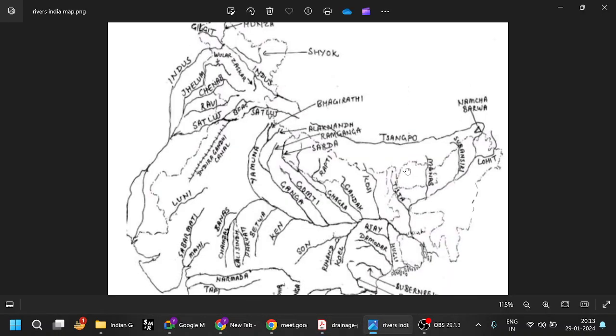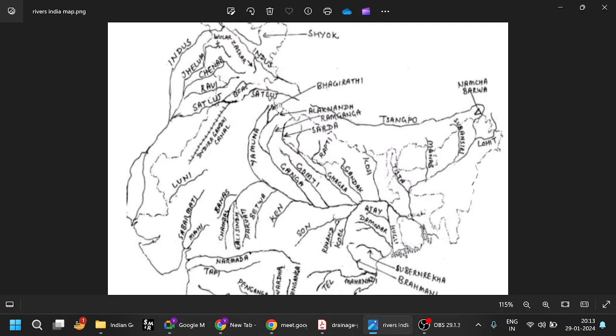So if you look here, this is Bhagirathi and this is Alakananda. Both Bhagirathi and Alakananda join at Devprayag, and then it becomes Ganga. And Yamuna is the largest tributary of Ganga. And here you have Ganga, Gomati, Ghaghara, Rapti, Sharda, Ram Ganga, etc. Gandak, Kosi, Tista in West Bengal, Manas in Assam, Subansiri almost in Assam and Arunachal Pradesh, Lohit, and Namcha Barwa.